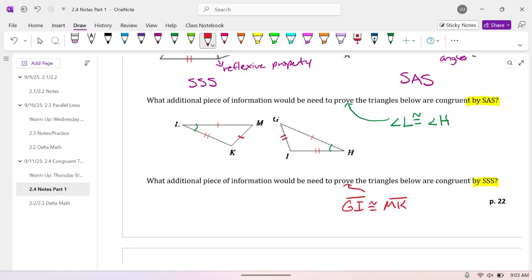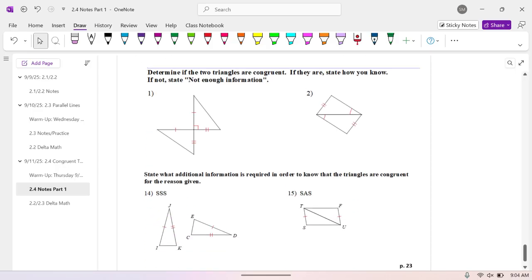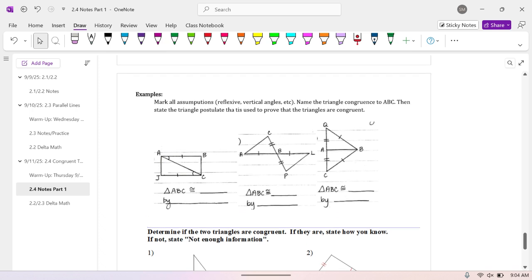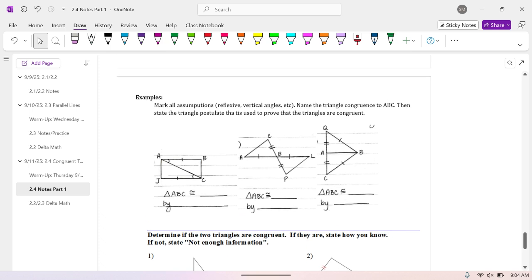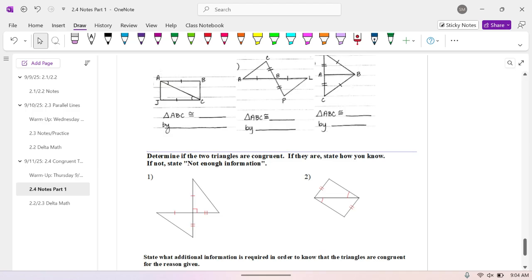Okay. So your homework tonight will be page 23. It's pretty much doing exactly what we've been doing, just stating whether they're congruent and by what postulate. Now, also, I have posted a 2.2 and 2.3 Delta Math. It's within the same Delta Math. That'll be due Monday by midnight. So, you guys got a solid 15-ish minutes. You can either work on the homework for tonight or you can work on the Delta Math.